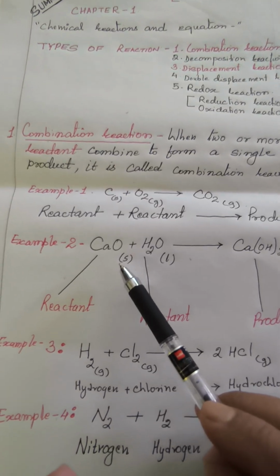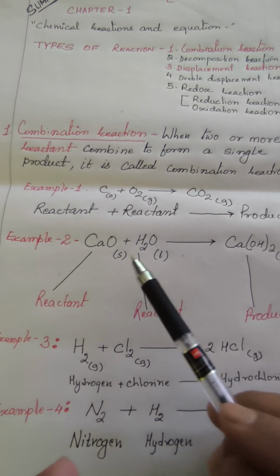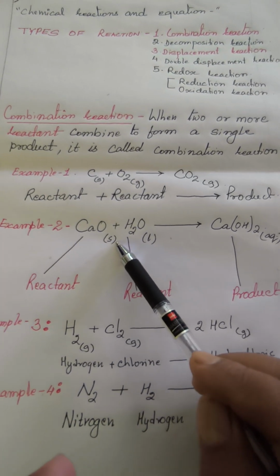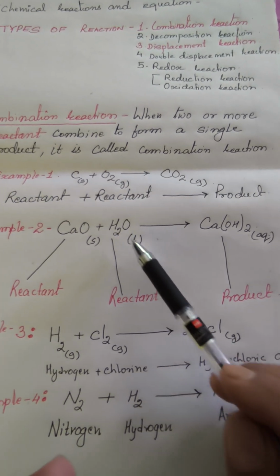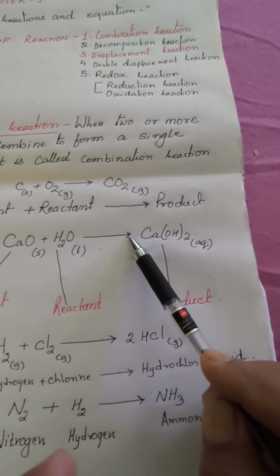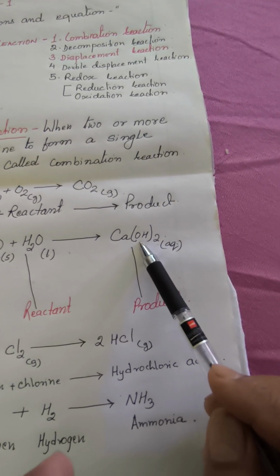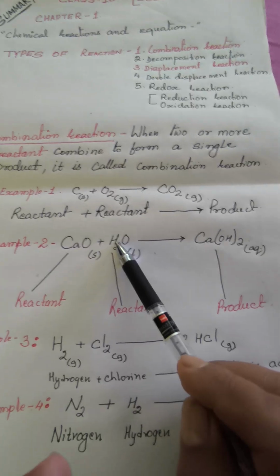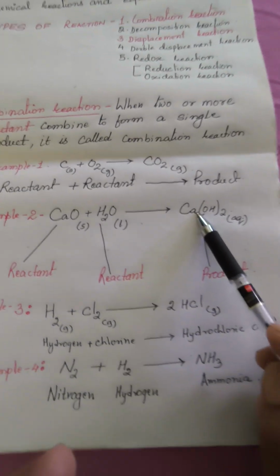While writing the reaction, we should also keep in mind the state of the reactants and products. CaO is solid, so we write a subscript s, small s. Water is liquid, so l is there, and this arrow means gives, which gives calcium hydroxide, chuna pani. That is calcium hydroxide, the product. So two reactants again combine to form a single product. This is also an example of a combination reaction.